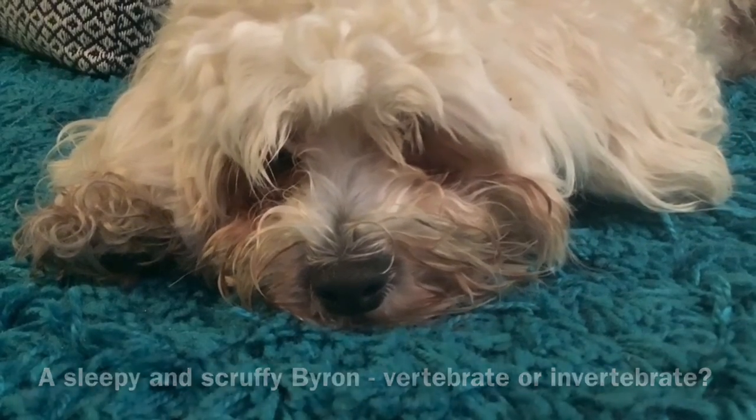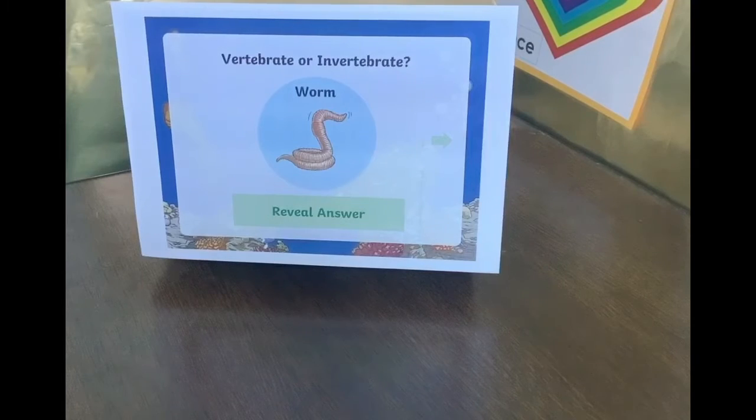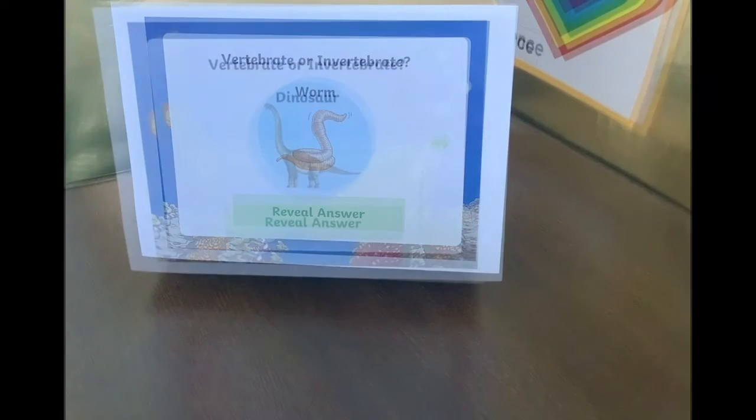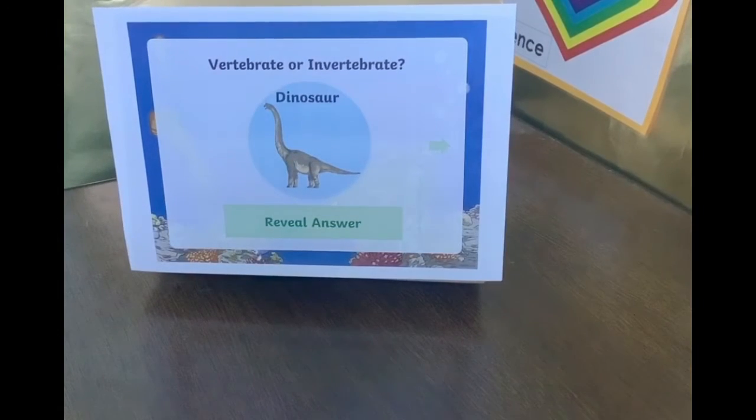You decide. Our next slide is a worm. What do you think about this one? Is this a vertebrate or an invertebrate? Think about the category really carefully. I'll reveal the answer later. And what about the dinosaur? Think really carefully. Think back to our work on Mary Anning. What do you think? Vertebrate or invertebrate?